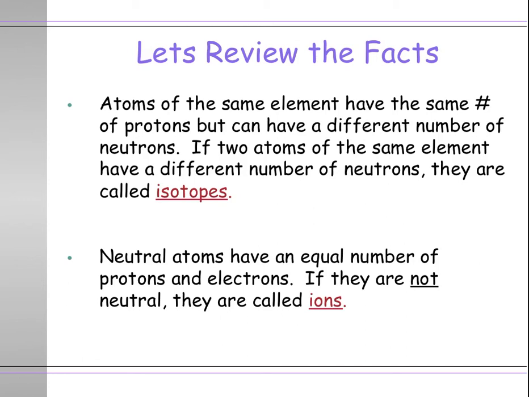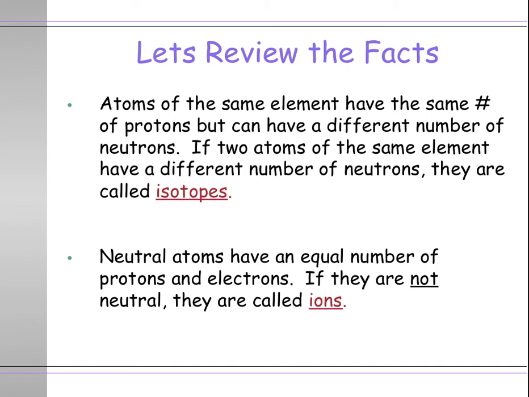Another fact is that all atoms of the same element have the same number of protons, but can have a different number of neutrons. If two atoms of the same element have a different number of neutrons, they are called isotopes. So iso usually means similar. So they are still the same element, but they are slightly different because their neutrons vary.